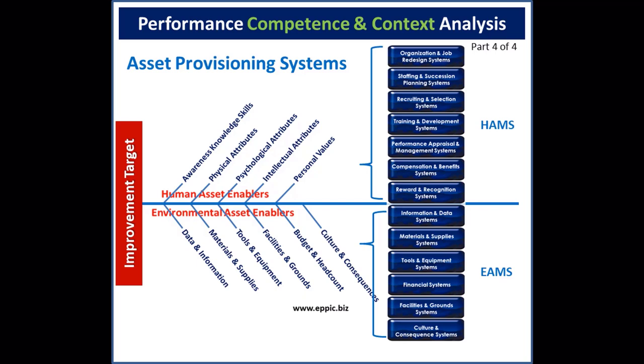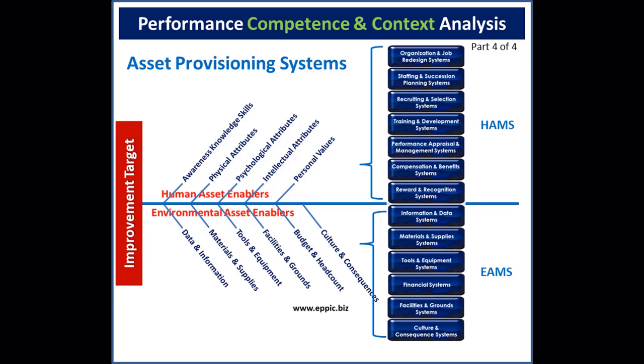Environmental asset management systems provide physical, tangible enablers to the process for the most part. And then there are systems within the enterprise that deal with human assets: the selection and recruiting, the compensation, even the job design. So there are things that are more human in nature, and we may need to address those. Is our training adequate? Are the consequence and culture that we've put in place adequate? Those are two different ends of this, and we need to look at those.